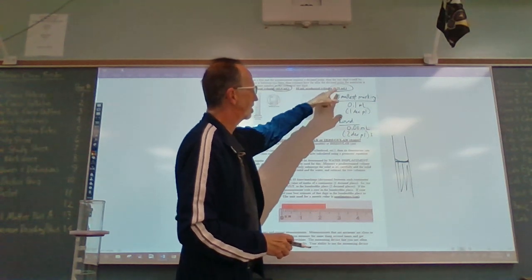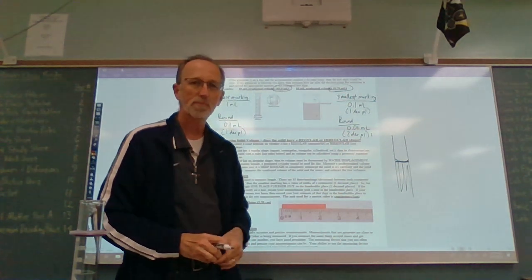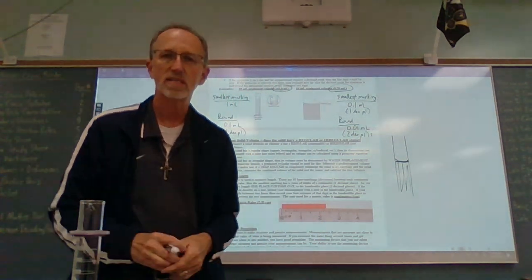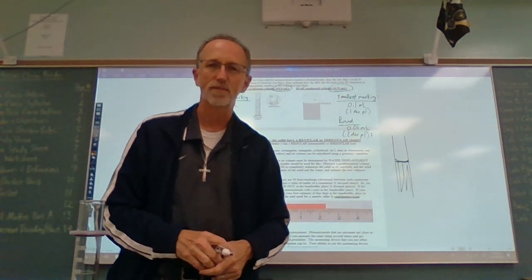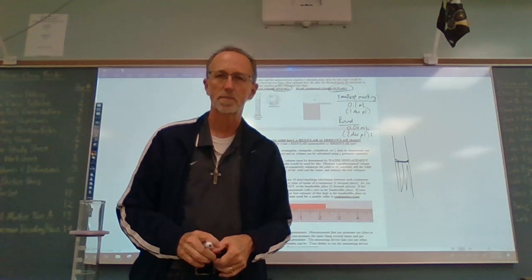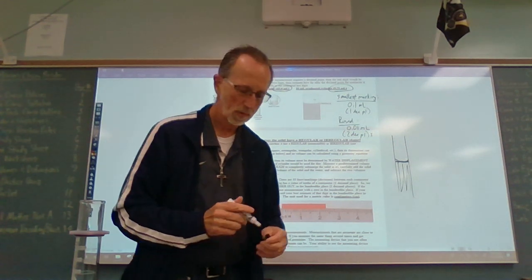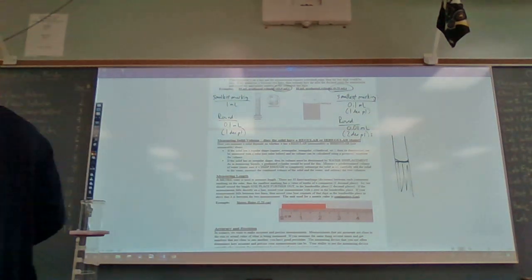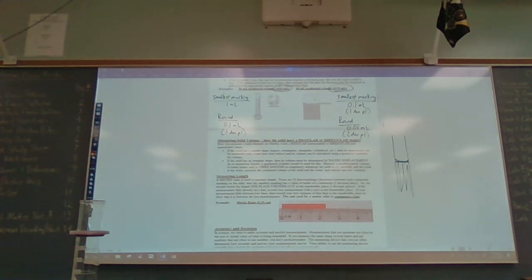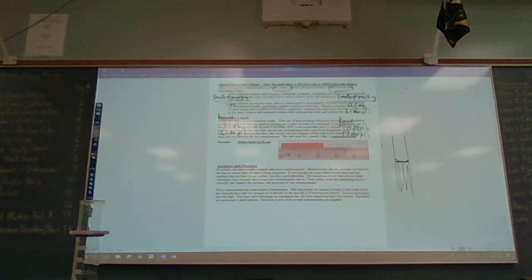They felt it was halfway between 9.7 and 9.8, and so they estimated it to be 9.75. Again, 2 decimal places. Okay? All right, let's go to the next, for the back side of this handout.